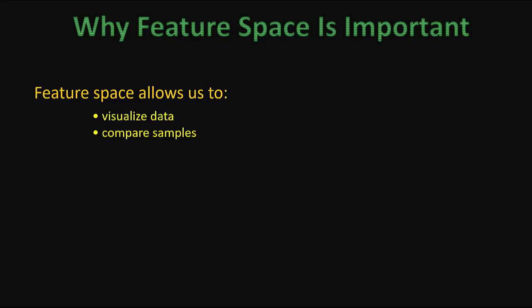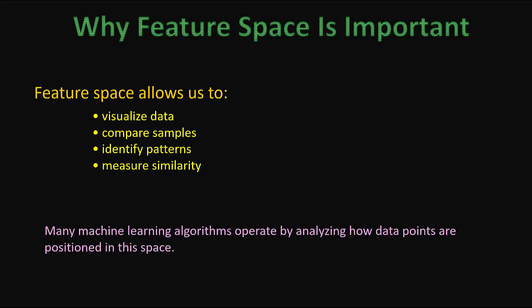Now, why is feature space important? Because feature spaces allow us to visualize the data, compare the samples, identify the patterns, and measure similarity. Many machine learning algorithms operate by analyzing how data points are positioned in the space. So by using the feature space, we first of all visualize the data. As in the previous example, we saw that the points show us the houses. We can also compare the samples, and identify what patterns we are getting from that and what similarities are shared.